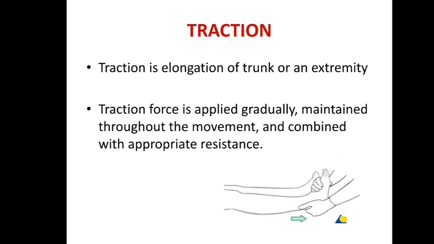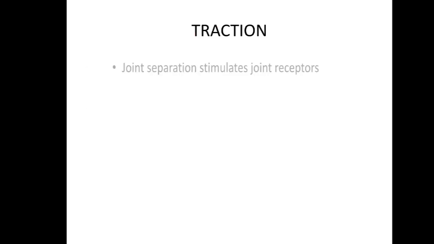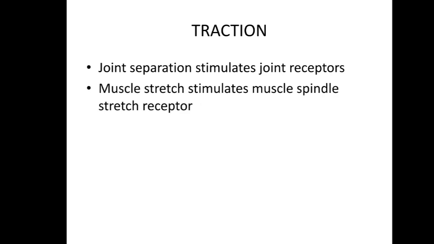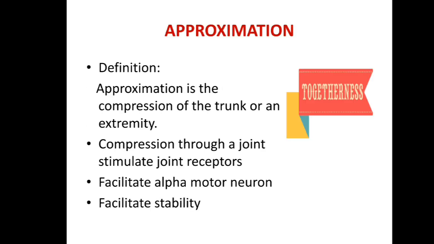Next we have traction. Traction is elongation of the trunk or an extremity, applied gradually, maintained throughout the movement and combined with resistance. So it stimulates the joint receptors, also stimulates the spindle stretch receptors and facilitates alpha motor neuron strength.